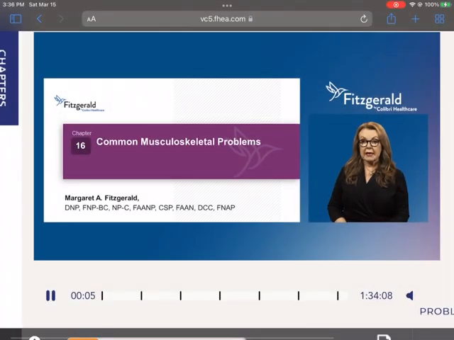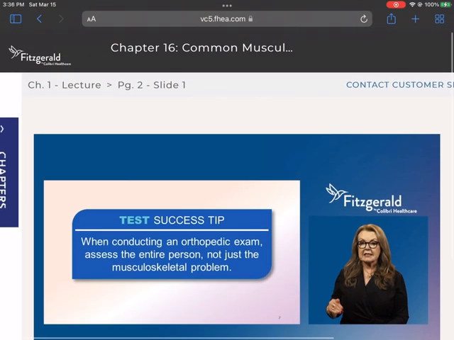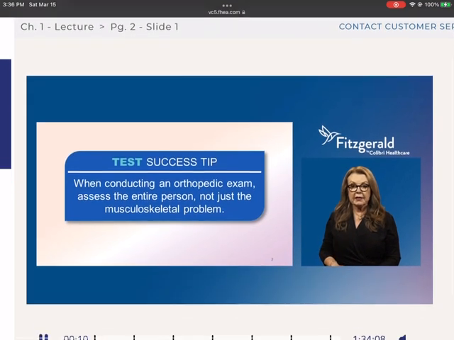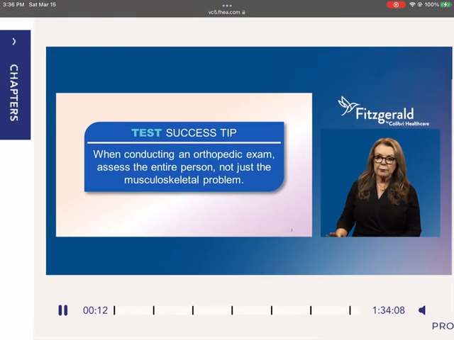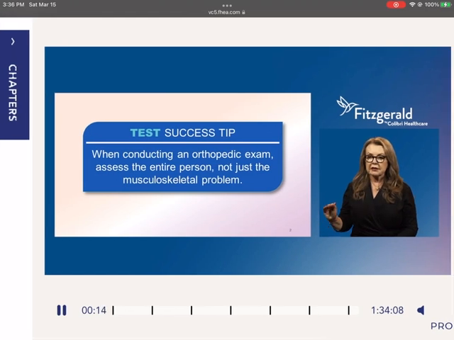Common musculoskeletal problems. Test success tip. When conducting an orthopedic exam, assess the entire person, not just the musculoskeletal problem.